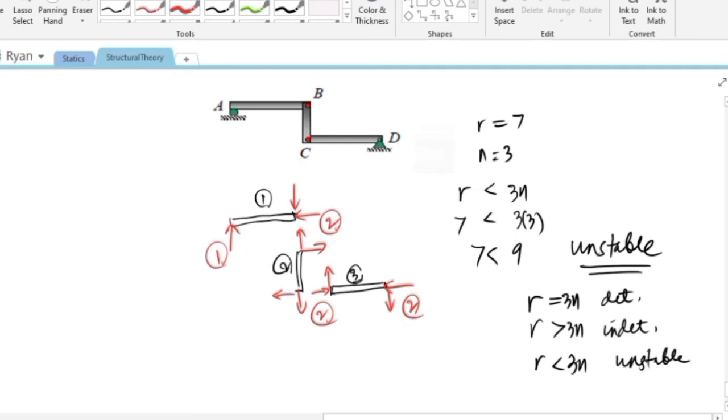So, kailan lang tayo nagkakaroon ng determinacy? Nagkakaroon lang tayo ng determinacy if R is greater than or equal to 3N. So, if we have this condition, R is greater than or equal to 3N, then we have to check if the structure is stable or unstable. But if it is less than 3N, then automatic unstable siya.